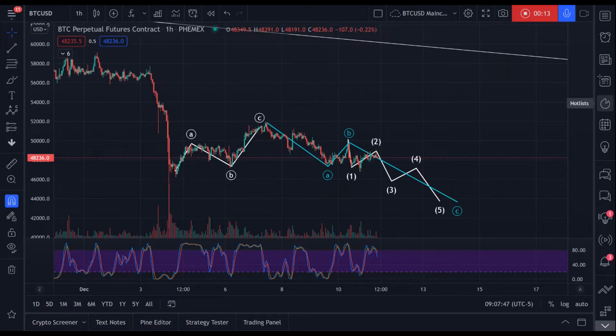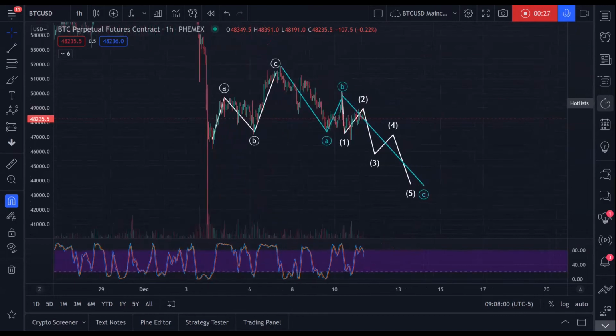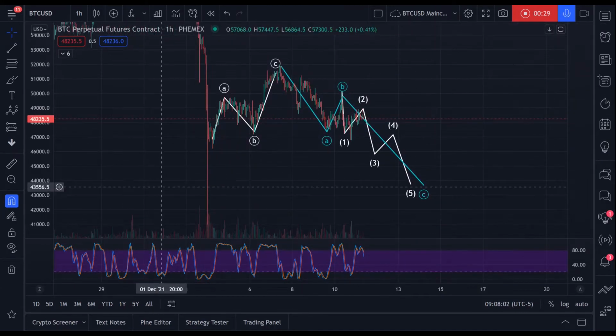Today is December 11th, 2021, and Bitcoin is looking like it's about to nuke to the downside, okay? We're looking like we're going to test the range lows. And here's what I'm seeing. I'm seeing a simple reversal pattern, okay?